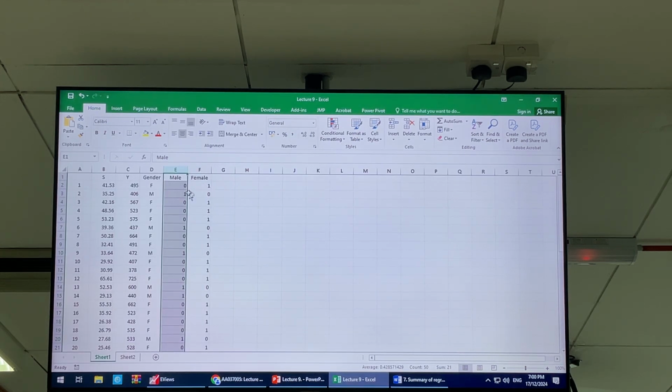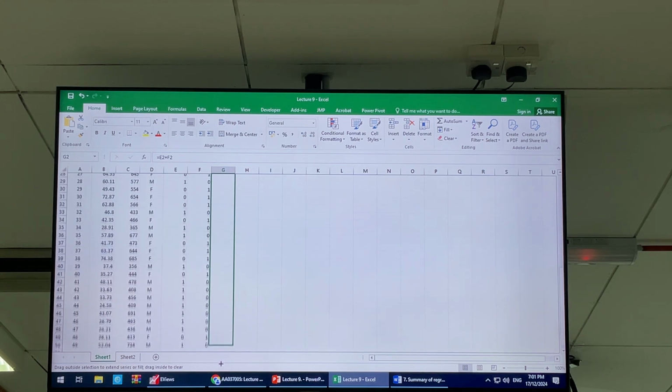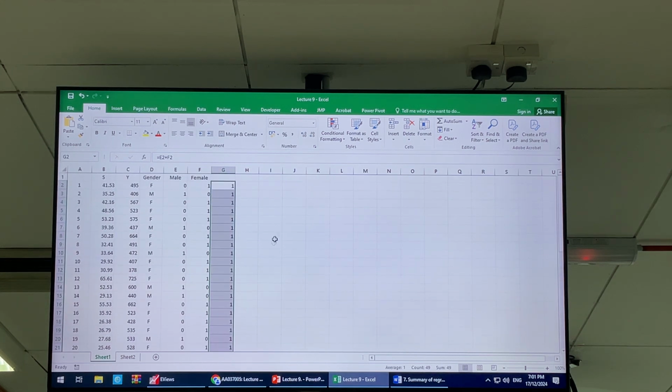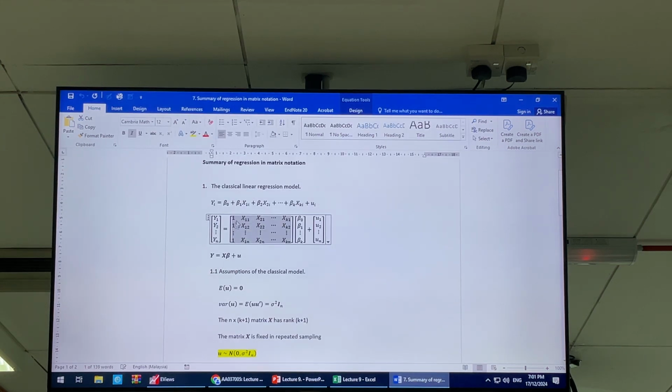What happens if you include both dummy variables in your model? The sum of the two dummies, the dummy variable for male plus the dummy variable for female, is all equal to 1, right? Because this one plus this one is either 1 or 0. So if we take the sum of them, then we have a column of all 1s. You notice that the sum of all dummy variables is equal to the first column.